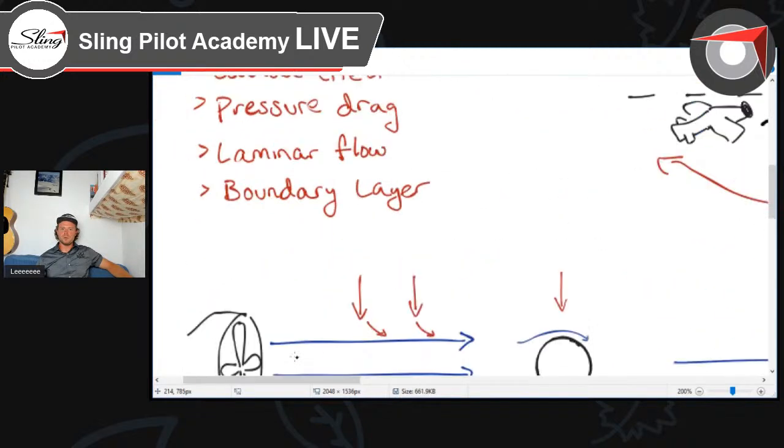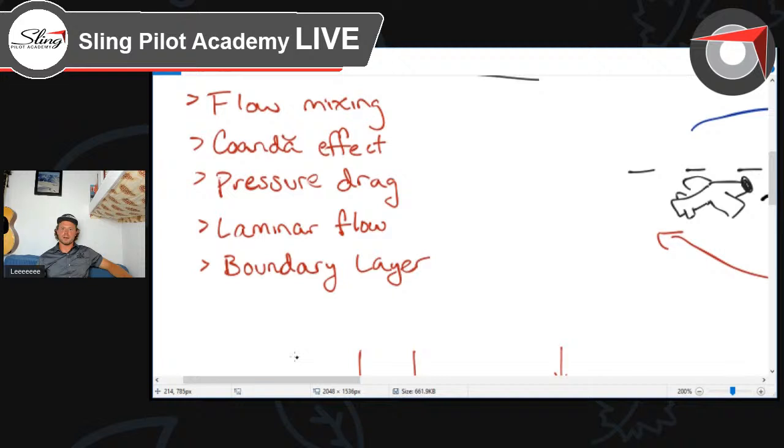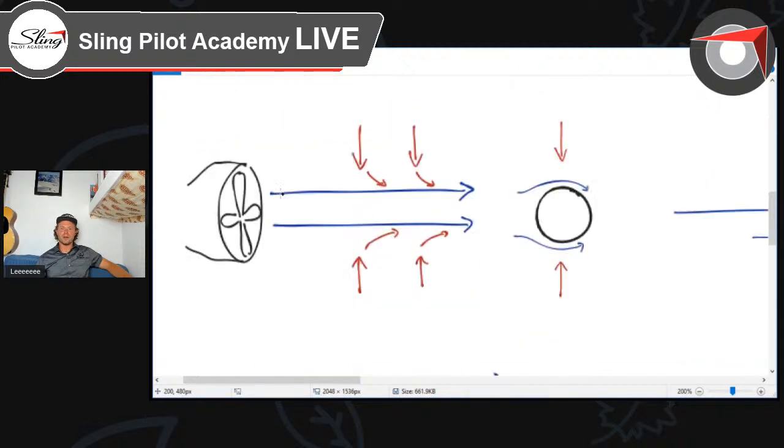So let's move into the Coanda Effect. I actually don't know how to pronounce his name, honestly. But this is a pretty straightforward concept.